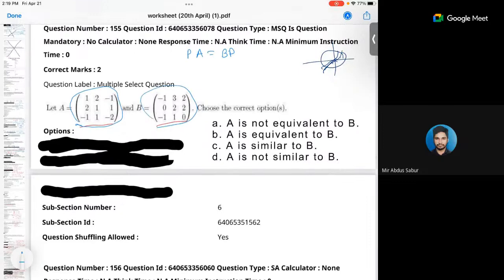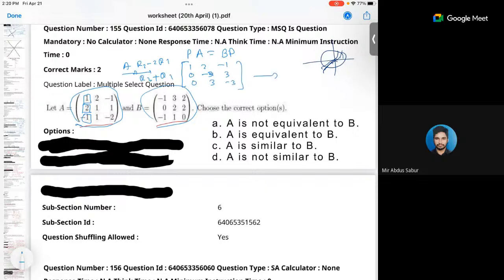So first reduce A. First we have to do this; this one is 1, so nothing to do here. This one is 0 and this one is 0. So we'll do R2 minus 2R1, R3 plus R1, right? So it will be 1, 2, minus 1; 0, minus 4, minus 2, so 3. Oh, sorry, 0, minus 3, 3. And it will be 0, 3, minus 3.